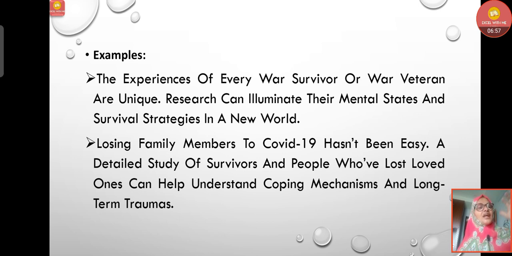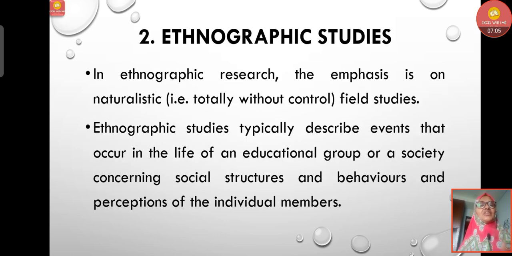So we are studying about human behavior and experiences. These are the two examples of qualitative research, that is phenomenological research. Now the second one, ethnographic studies. In ethnographic studies or ethnographic research, the emphasis is on naturalistic, that is totally without control, field studies.